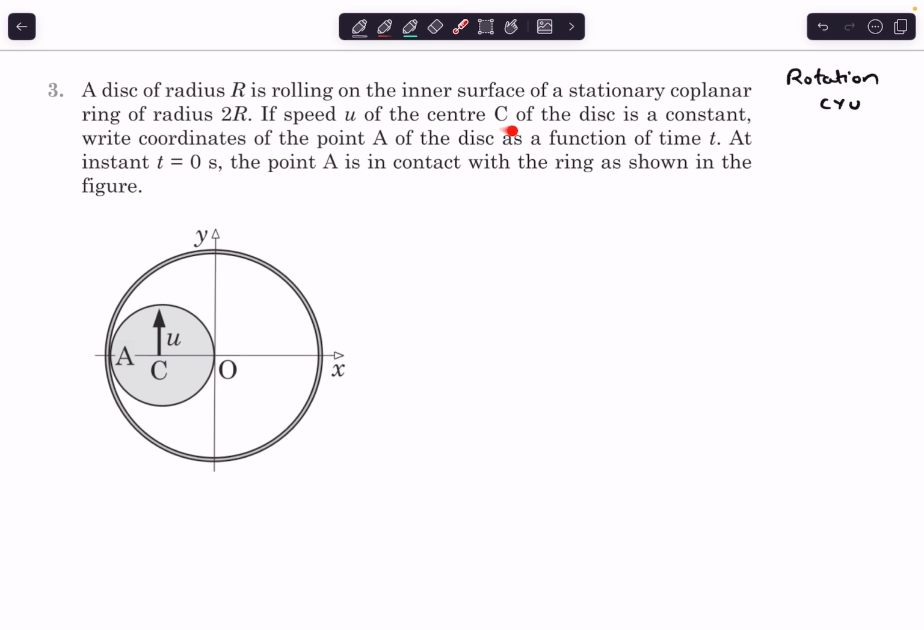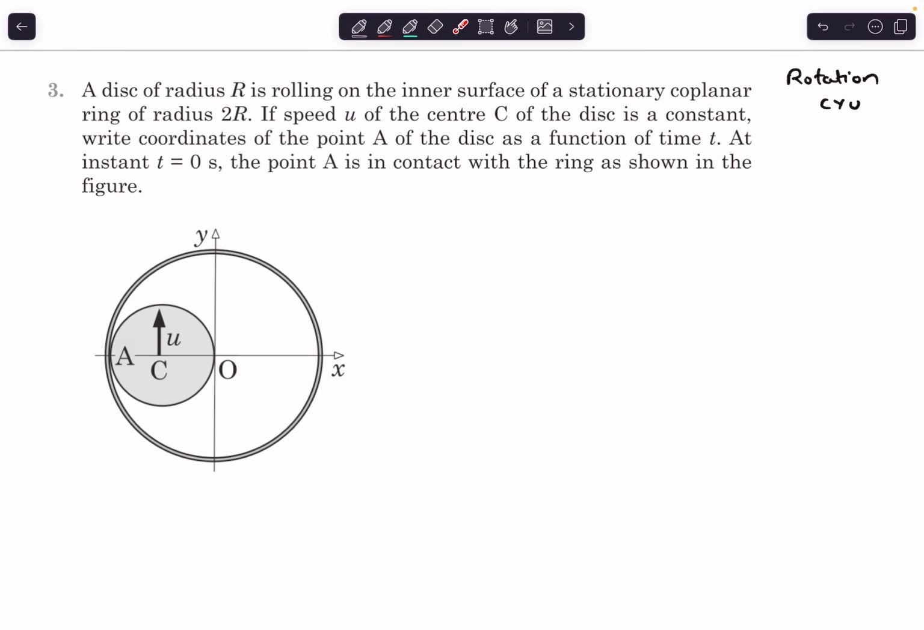If speed u of the center C of the disk is a constant, write coordinates of the point A of the disk as a function of time. At instant t equal to 0, the point A is in contact with the ring as shown in the figure. So we have to find the coordinates of the point A. And this point A is basically this point on the rim of the inner disk, and initially it is in contact with the outer disk.